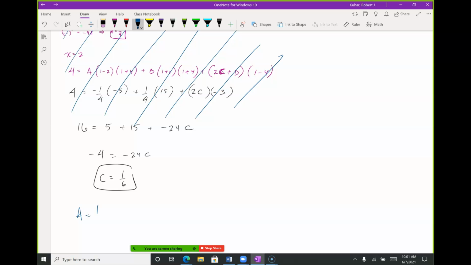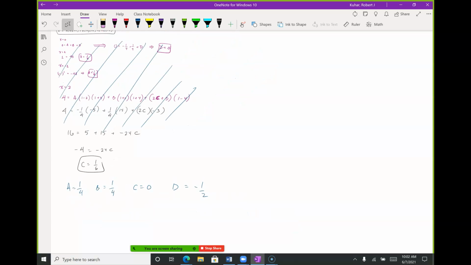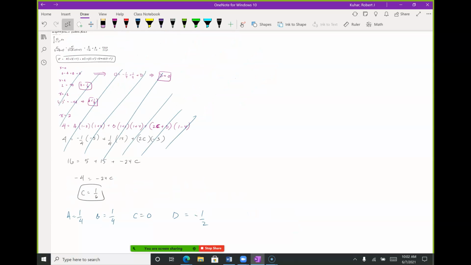A is 1/4. B is 1/4. C is 0. And D is negative 1/2. Is it A minus 1/4? That's what I got too, but the book doesn't, so I must have screwed up somewhere.